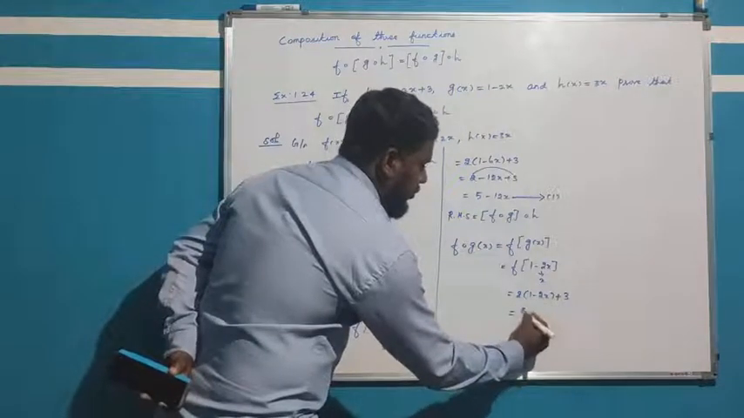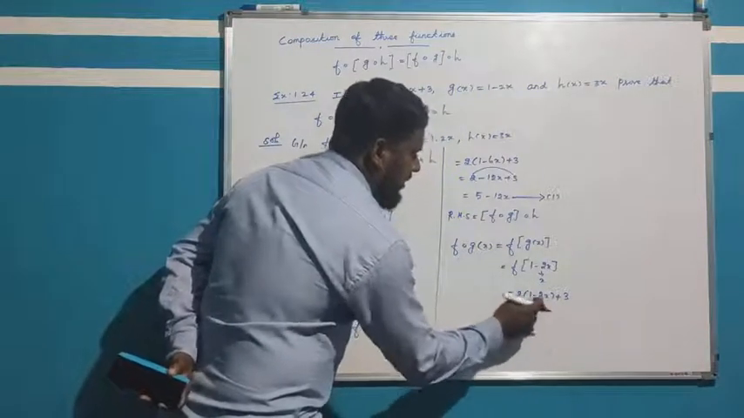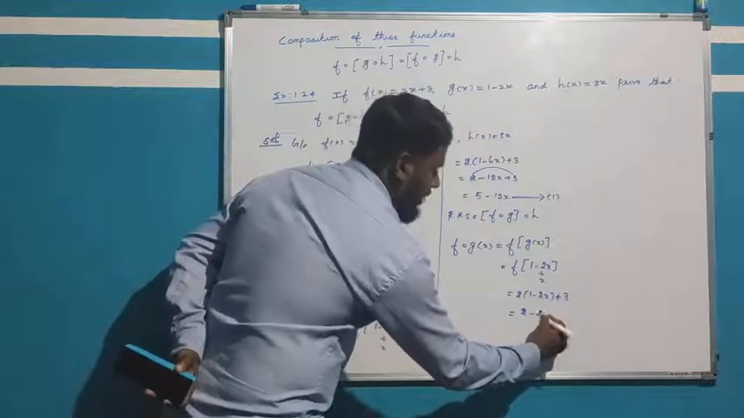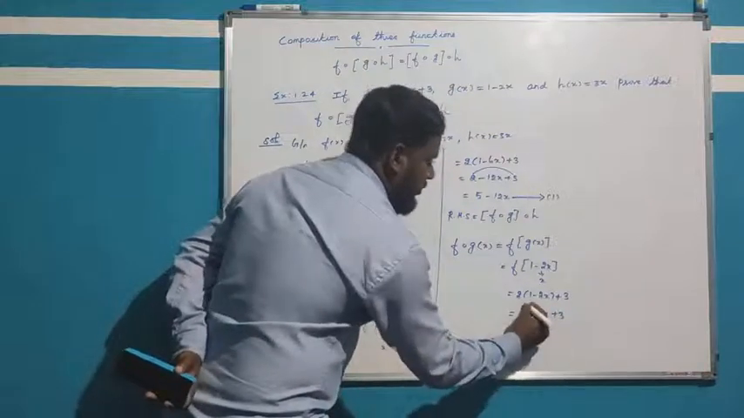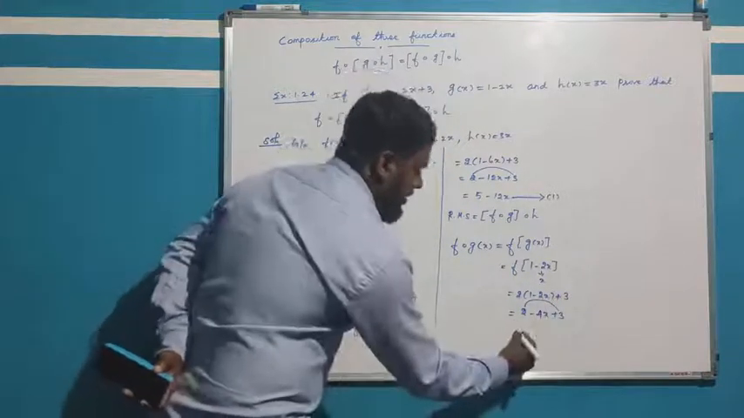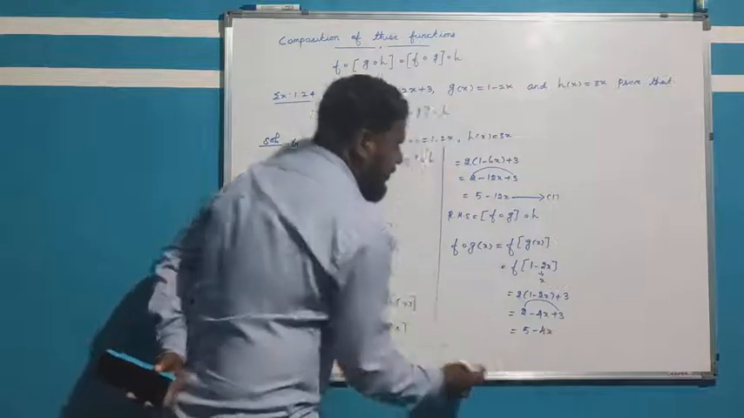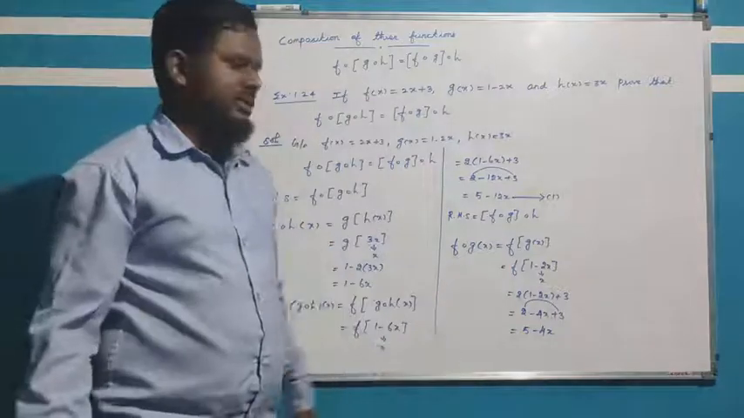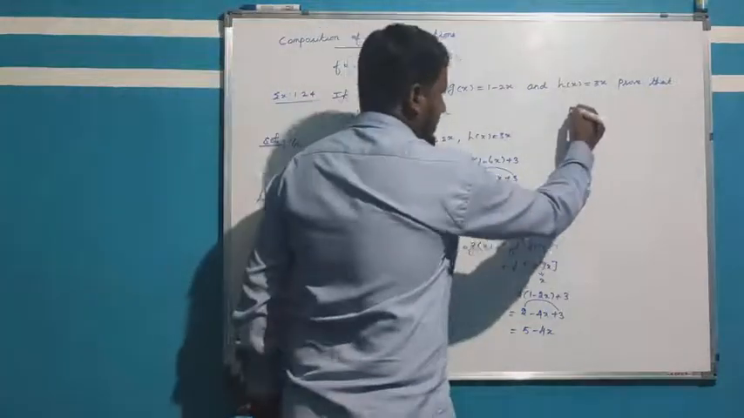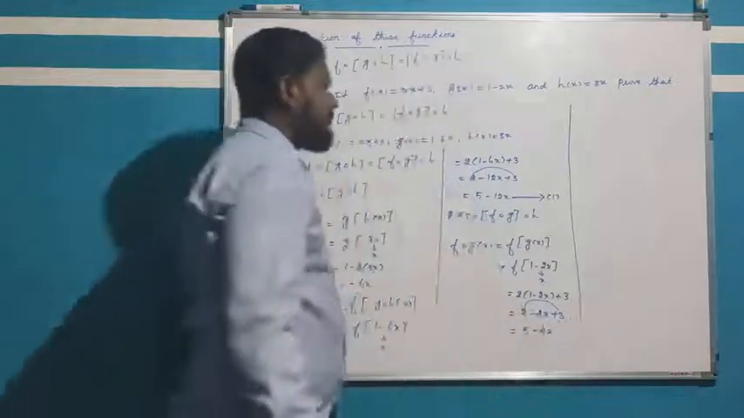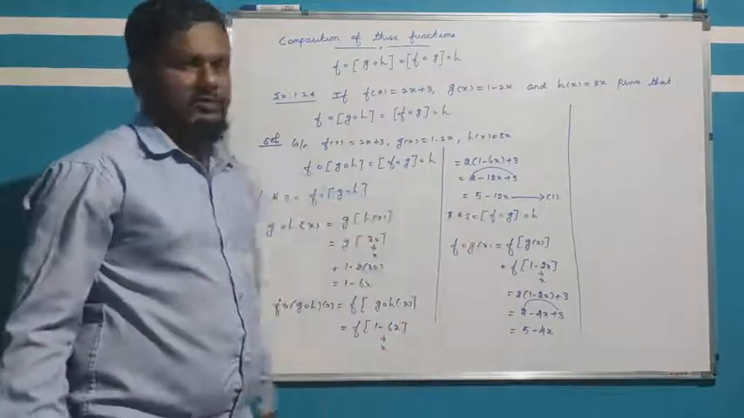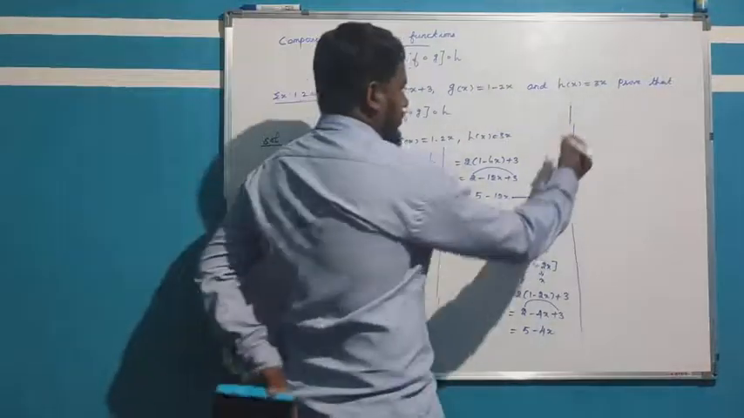So 2 into 1 is 2, and minus 2 into 2x is minus 4x, plus 3. These two we can add now. So 2 plus 3 is 5, and we get 5 minus 4x. So (f composite g) of x is 5 minus 4x. After that, the RHS we can find in full.